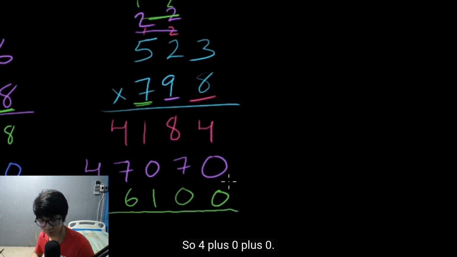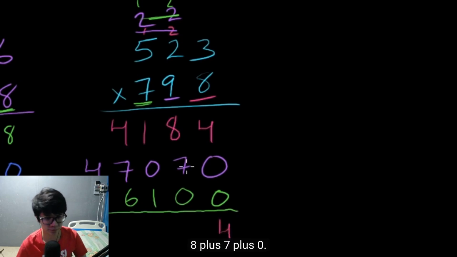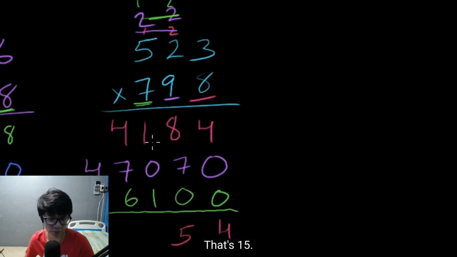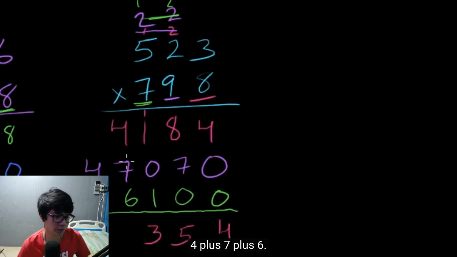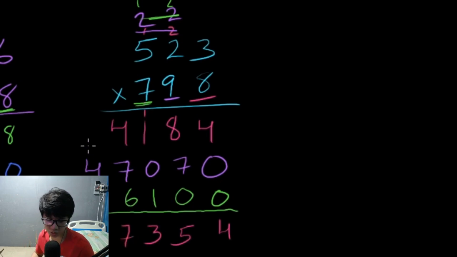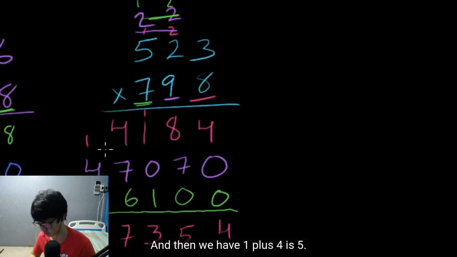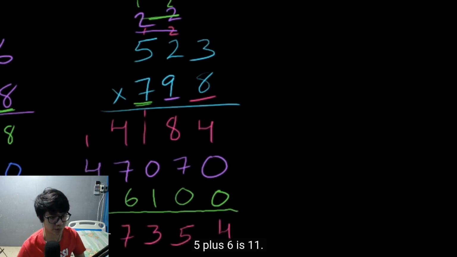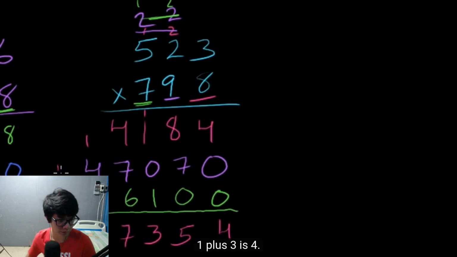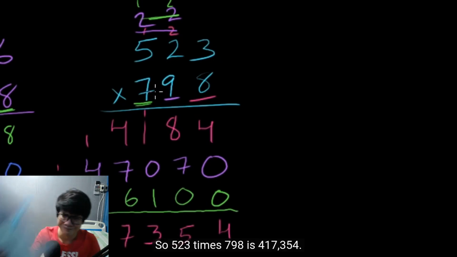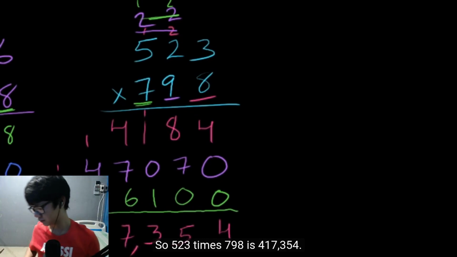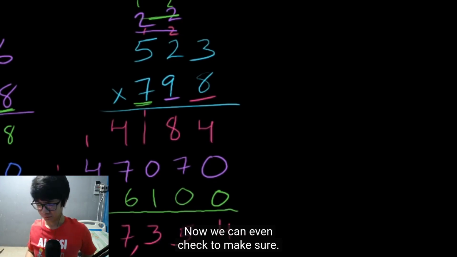So 4 plus 0 plus 0, that's easy. That's 4. 8 plus 7 plus 0, that's 15. Carry the 1. 1 plus 1 plus 1 is 3. 4 plus 7 plus 6, that's 17. Yeah, 417. And then we have 1 plus 4 is 5. 5 plus 6 is 11. 1, carry the 1. 1 plus 3 is 4. So 523 times 798 is 417,354.